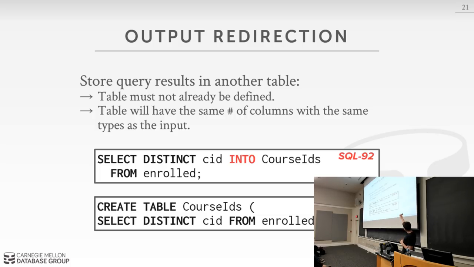In the SQL standard, you can use INTO, and this will create the table for you on the fly, whatever the output of the query is. Again, this is declarative. The database system already knows what the schema of the table is. So it knows what the type of this output is going to be, and how to define a table that can handle those types. So INTO basically takes the output of SELECT and writes it into a table. In MySQL, you have to use CREATE TABLE, and then inside of it, you define your select statement.